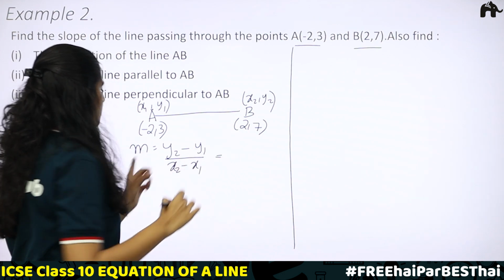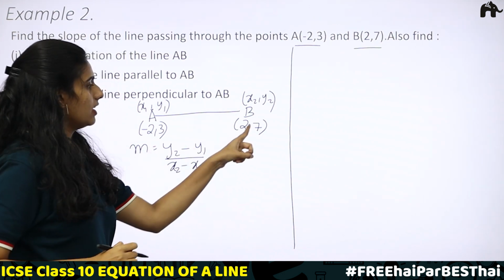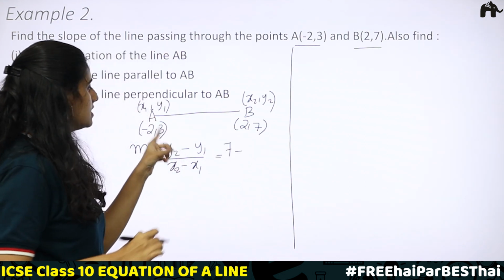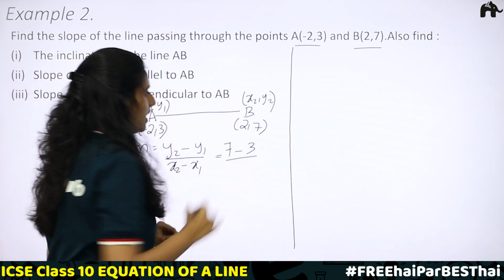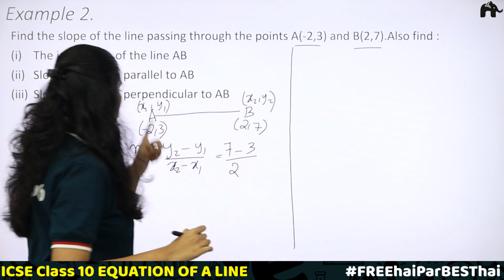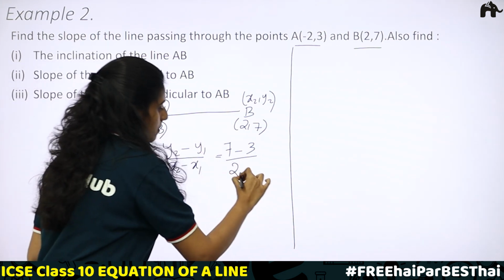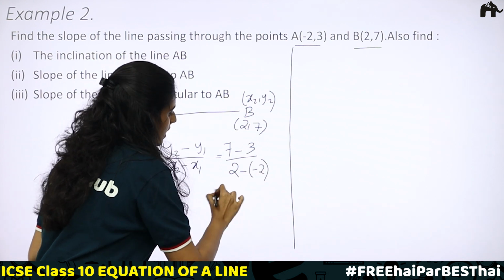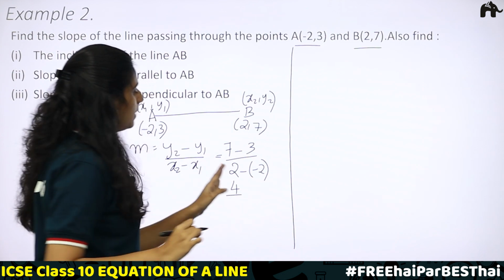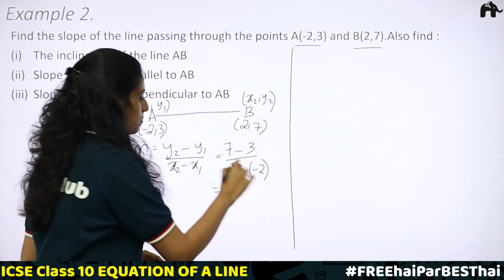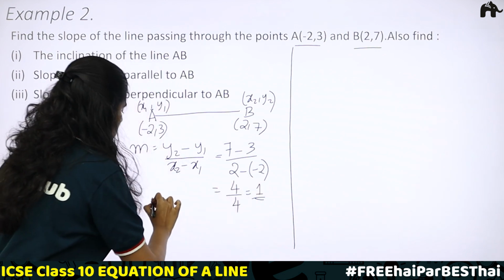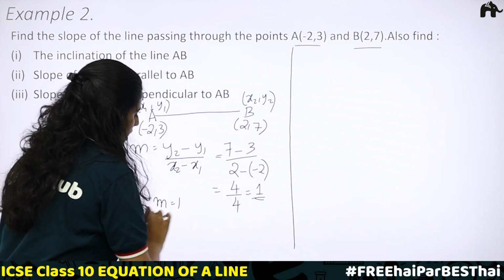We get m is equal to y2 minus y1, here y2 is 7 and y1 is 3, so 7 minus 3, divided by x2 minus x1, x2 is 2 and x1 is minus 2, so minus of minus 2. That is equal to 7 minus 3, 4, divided by 2 minus of minus 2, 2 plus 2 which is 4. That is equal to 1. We got the slope m is equal to 1.